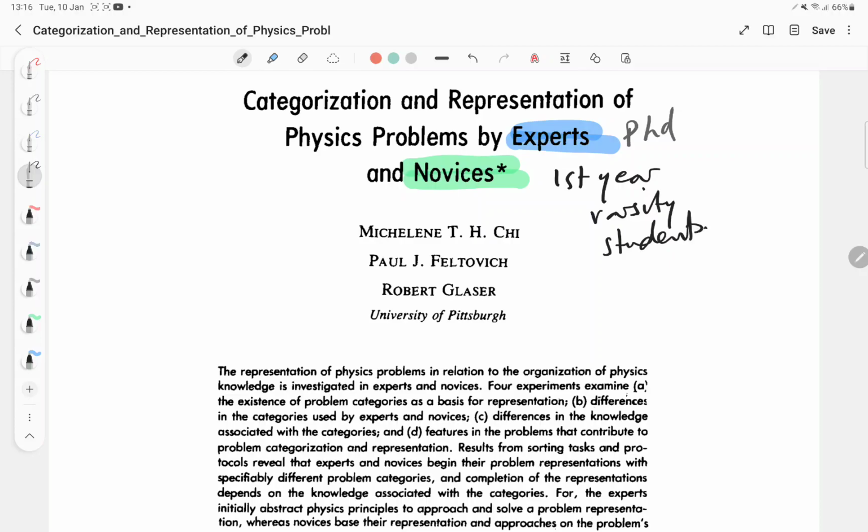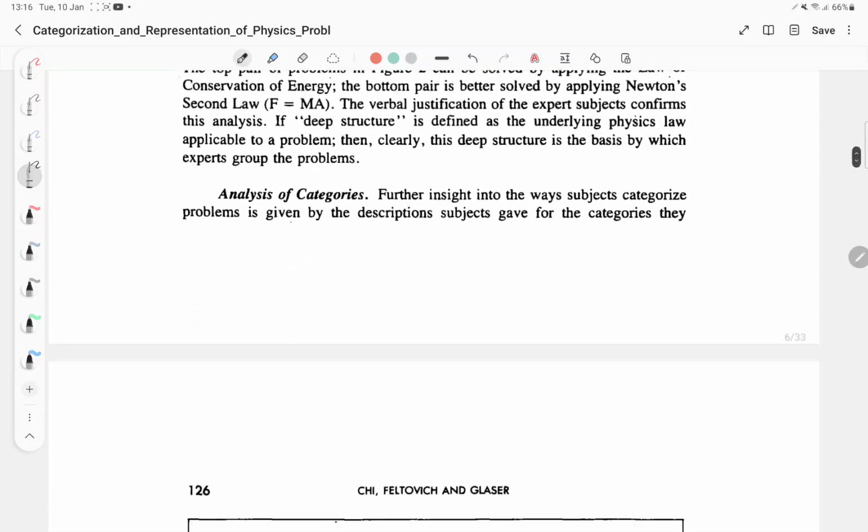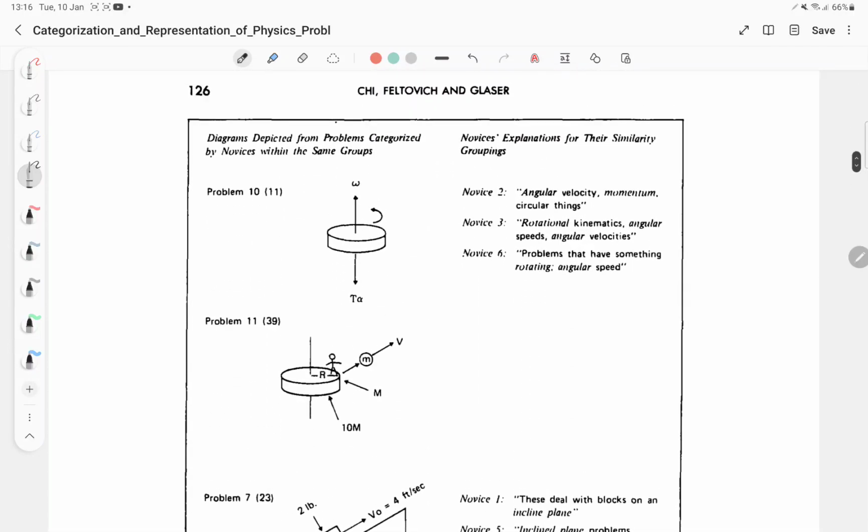What I want to do is show you a couple of examples in the paper, not go through the whole 30 pages of this paper itself, because it deals with physics, and that's immediately going to cut a whole bunch of us off in terms of understanding it. The first example, I think, which really helps us to see what's going on, is this one over here. What you're going to see, highlighted in green, are diagrams depicted from problems categorized by novices as being in the same groups. And here's their explanations.